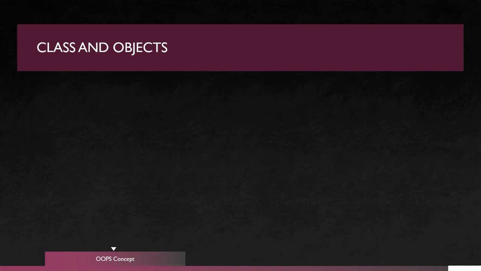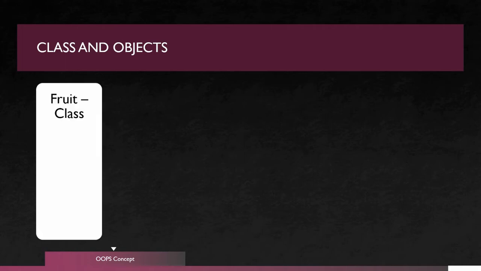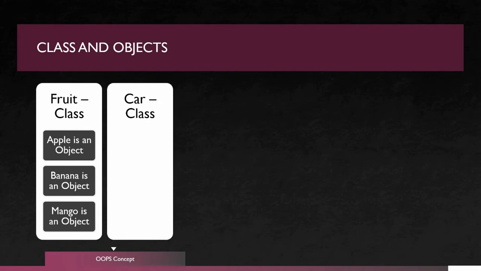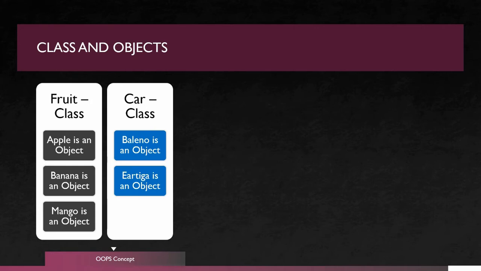We can say that a class is a logical entity, while an object is a physical entity. You can say an object is representing the class. For example, if you consider the example of fruit, then fruit is a class. Which fruit is an object? For example, apple. So apple is an object. If you are talking about banana, then banana is an object. Mango is an object. Suppose you are talking about a car, then which car is an object? If car is a class, then Baleno is an object. Ertiga is an object. You can say Audi is an object.